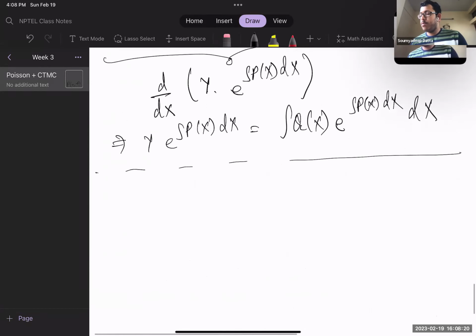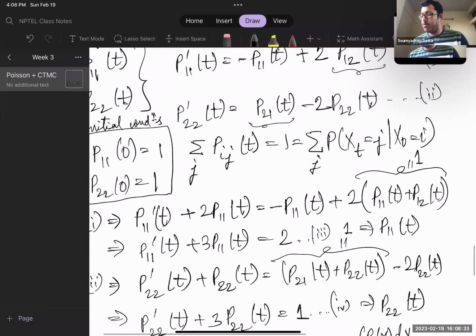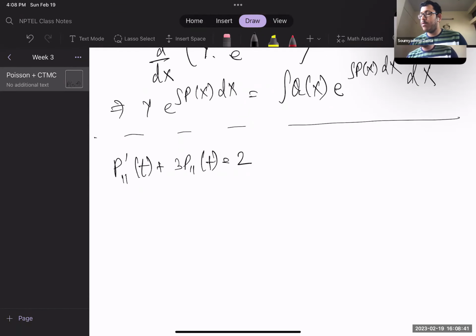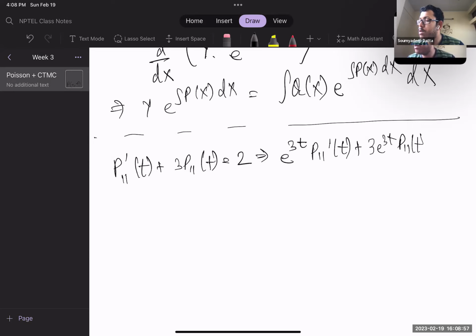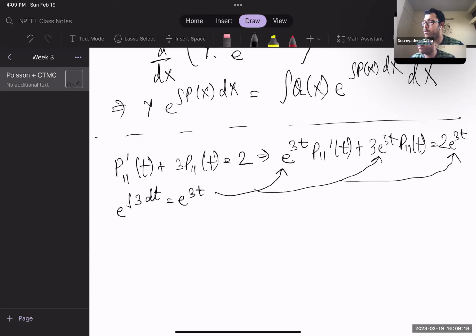So let's solve the first one. P prime 11 of t plus 3 P11 of t equal to 2. You have here p of x as 3. So you will just multiply with e to the power 3t, right? So e to the power 3t P11 prime of t plus 3 e to the power 3t P11 of t equal to 2 e to the power 3t. Because again, e to the power integral p of x dx is the integral of 3 dt, which is e to the power 3t. This is what goes in here, and here, and here. I'm multiplying on both sides.